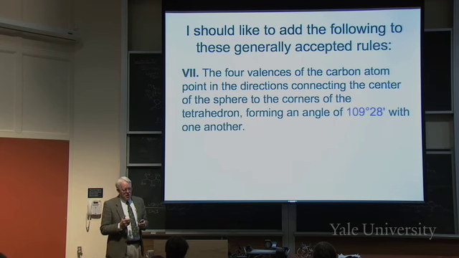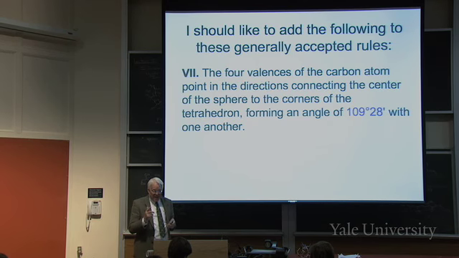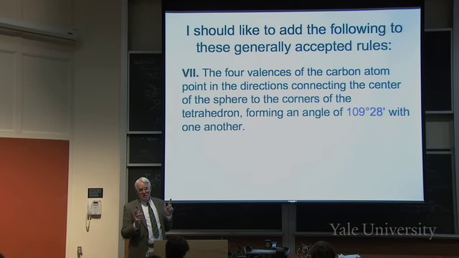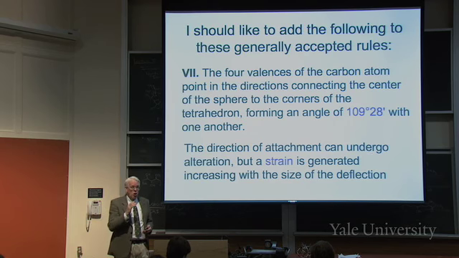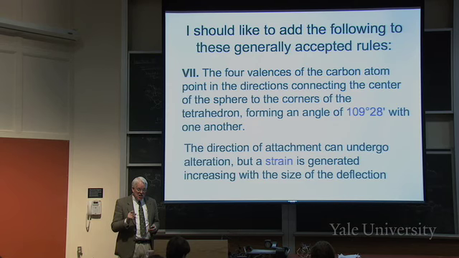The 4 valences of the carbon atom point to the directions connecting the center of the sphere to the corners of a tetrahedron. That's what Van 't Hoff already said. But forming an angle of 109 degrees and 28 minutes with one another, that's very quantitative and precise. That's the angle between the center and 2 vertices in a geometric regular tetrahedron. Okay, but then this is what's interesting. The direction of attachment can undergo alteration. It doesn't have to be exactly that angle, but a strain is generated, increasing with the size of the deflection.